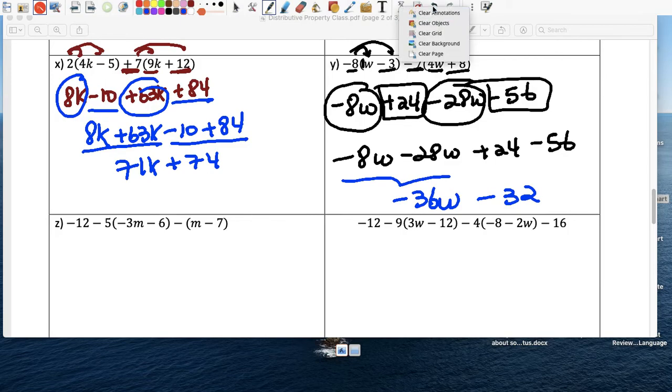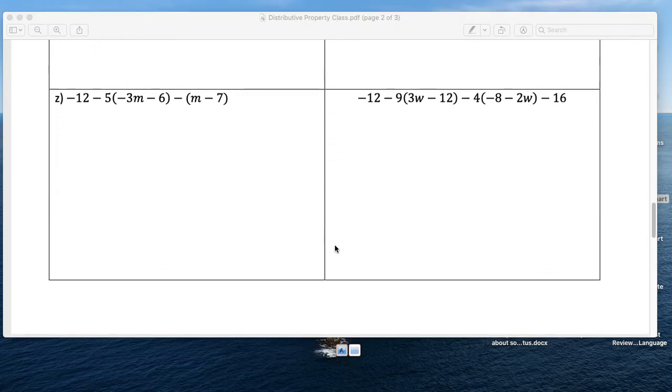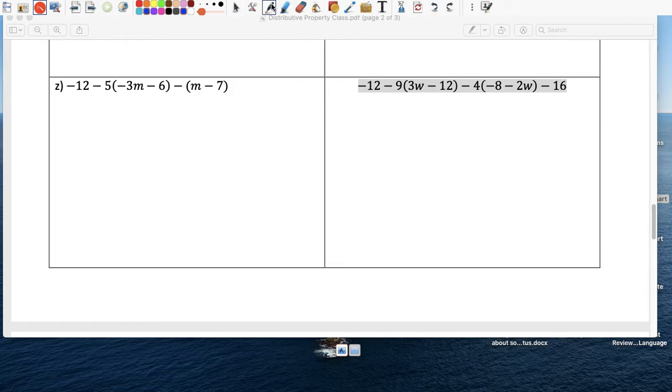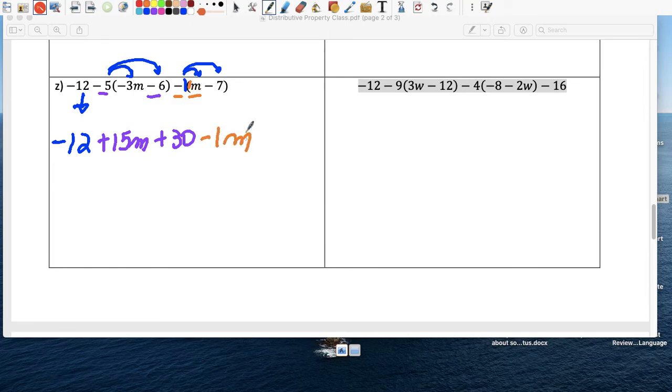And finally, the last two questions. So the distributive property is happening here. And here. Okay, so be really careful. So that's going to just write negative 12. Negative 5 times negative 3m is positive 15m. Negative 5 and negative 6 is positive 30. And then over here, negative 1 and m, there's a 1 here too, right? So it's a negative times a positive, negative 1m. And then negative 1 and negative 7 is positive 7.